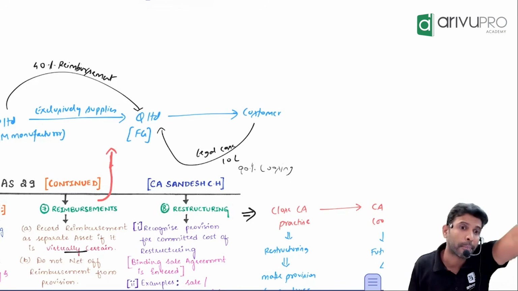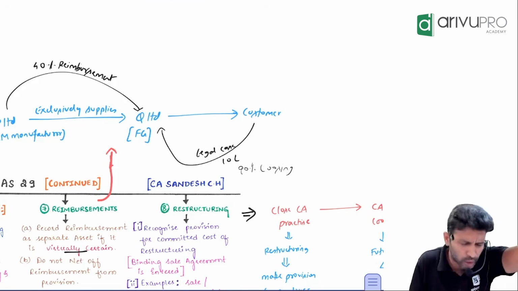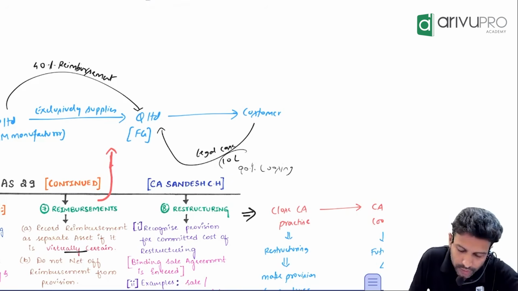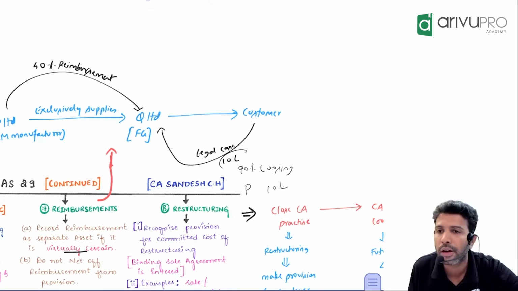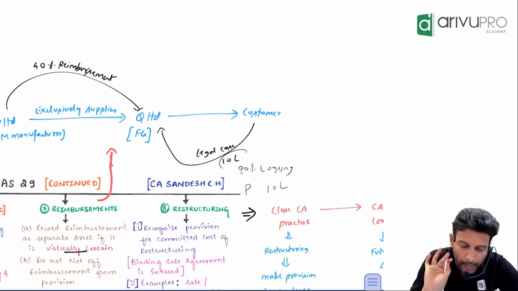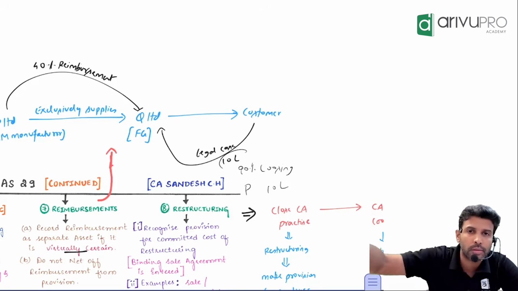They have to recognize a provision. For how much amount? Let's say the lawyer told you have to settle 10 lakh only. So you'll make provision for what? We'll recognize provision for 10 lakh. Agreed? But is this the only aspect or is there one more?